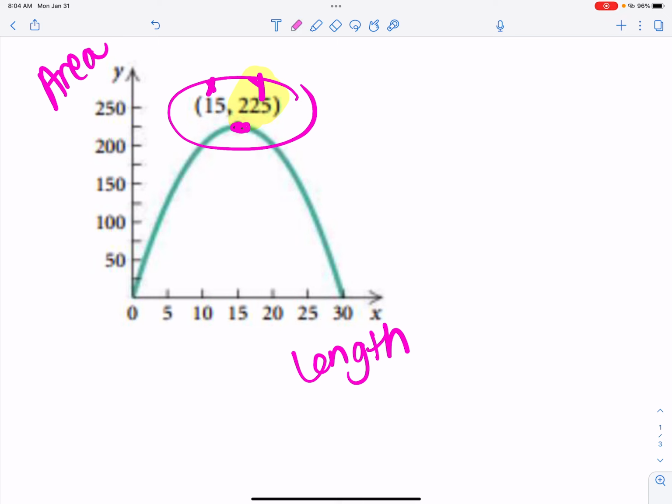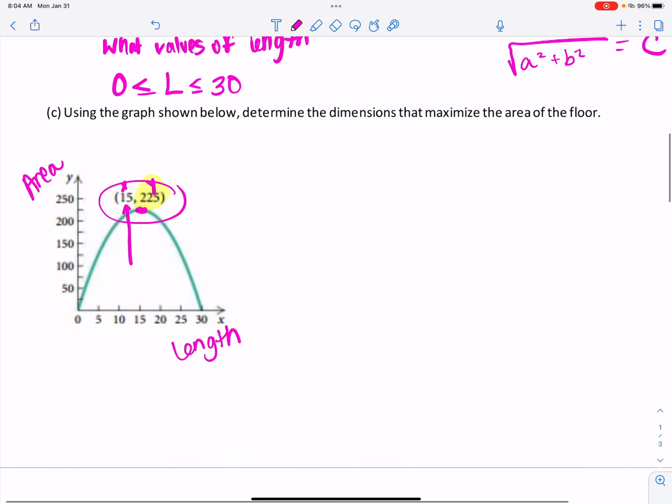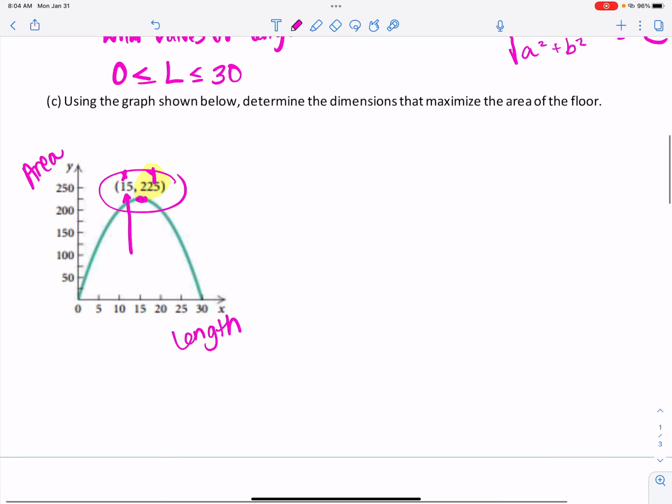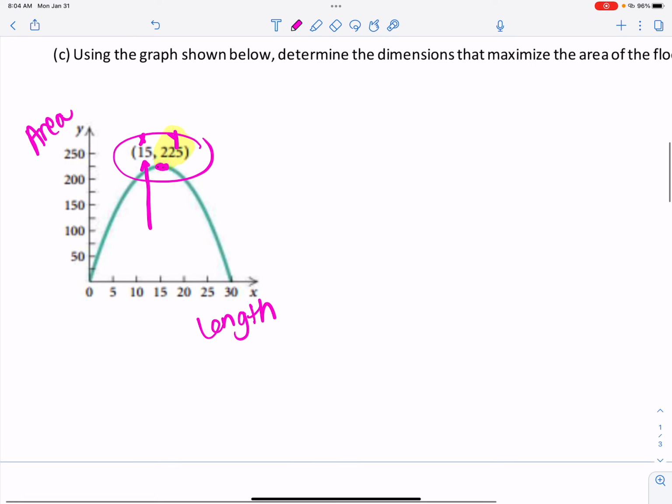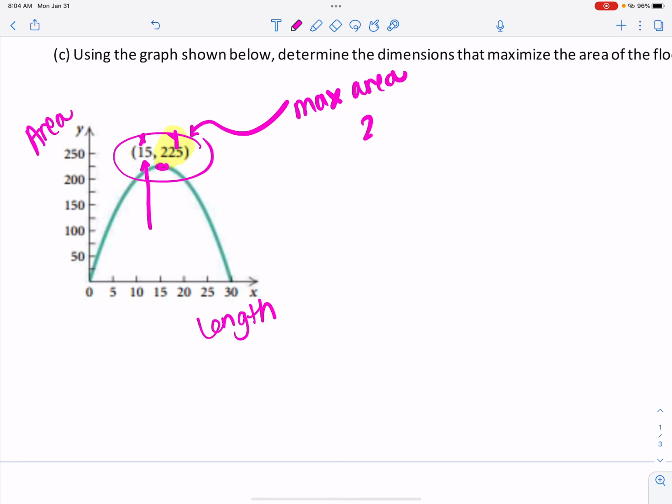Now, what does this mean? This means that if they chose a length of 15, then they would get the maximum area. So if they do want to get the most area for their buck, I would choose a length of 15. Which means the other side would also be 15. So maximum area would be 225 square feet. I'll give you a second to get that down if you need it.